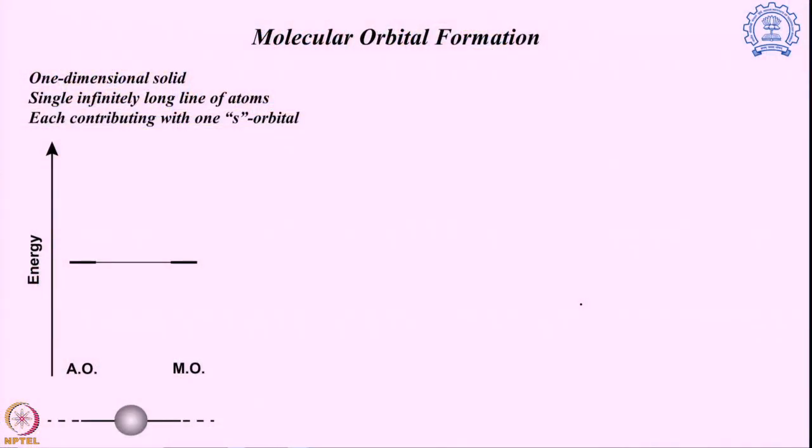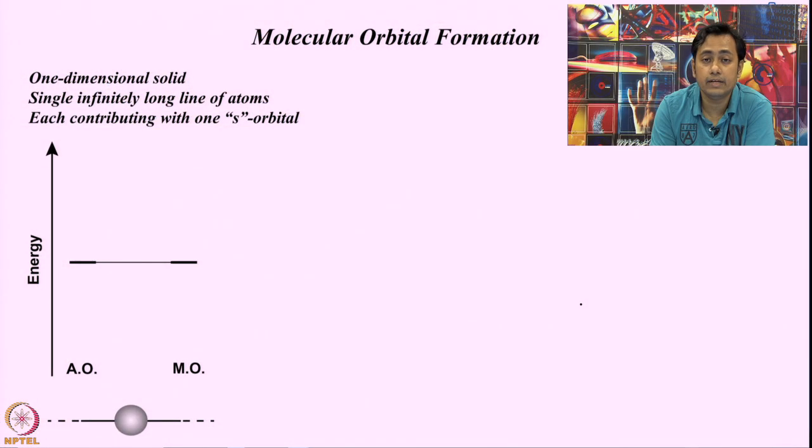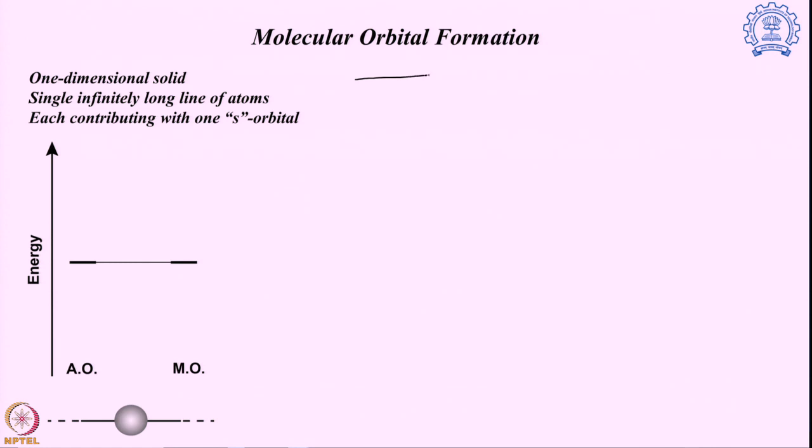Now we go and discuss the molecular orbital formation in a solid. In a solid, we have atoms present in a three-dimensional array, all perfectly positioned in the lattice. To make the situation easier, we assume that we have a solid where all the atoms are present in only one dimension. So we are trying to understand the molecular orbital formation in one dimension, and then we can expand that to three dimensions.